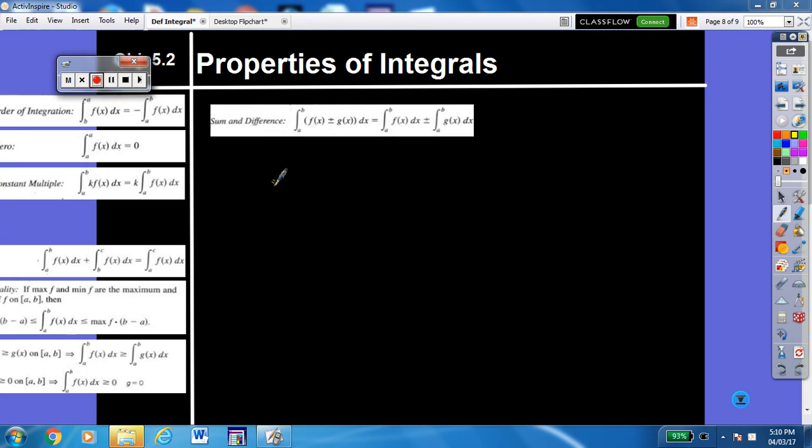The sum and difference rule is also pretty basic. It just basically says if you're going to add two functions, you can separate those and add the integrals of each to make the total area. Now, what does this mean? Okay, let's say that they tell you the integral from 1 to 5 of f of x dx equals, let's say, 2.